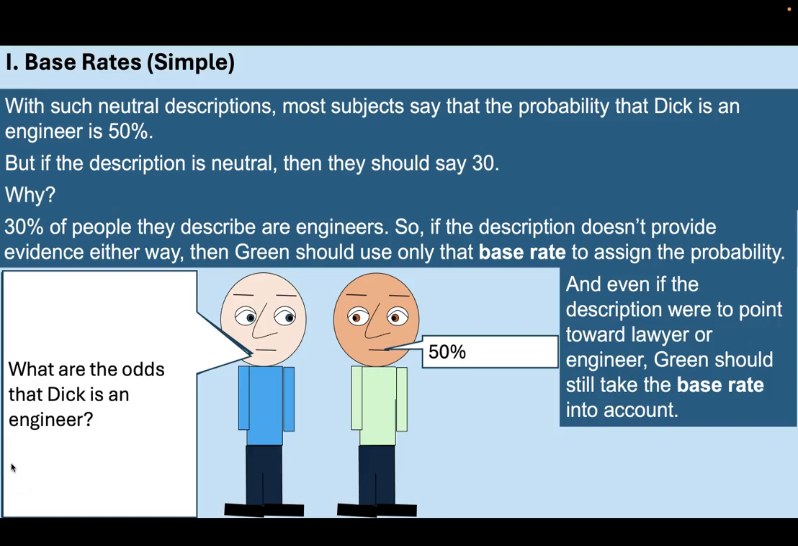Now, suppose the base rate was very different. Suppose we only had one lawyer in our population and we had 99 engineers. And then we get this description: Dick is a bit better at talking than he is at math.